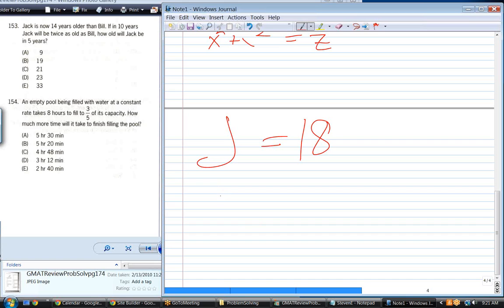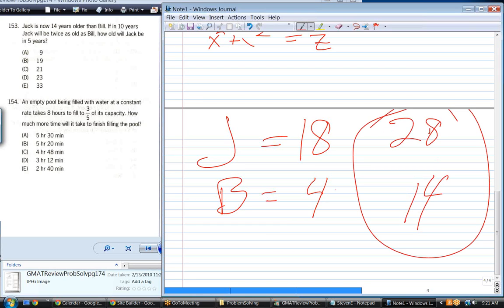Okay. So that means that Jack is 14 years older, so that makes Bill 4 years old right now. So in 10 years, Jack will be 28 and Bill will be 14. That works. And that works, exactly.